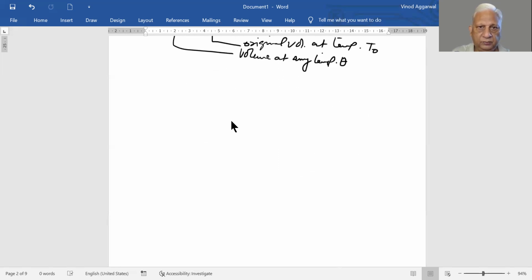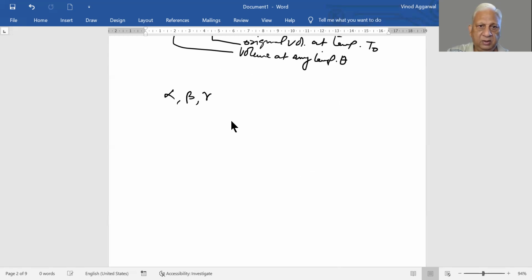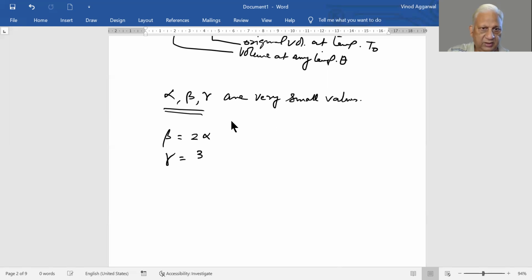Now, alpha, beta, gamma are very small values. So they bear a relation among themselves, which is beta is equal to twice alpha and gamma is thrice alpha, empirically. It is not exact, but very approximately this relationship.